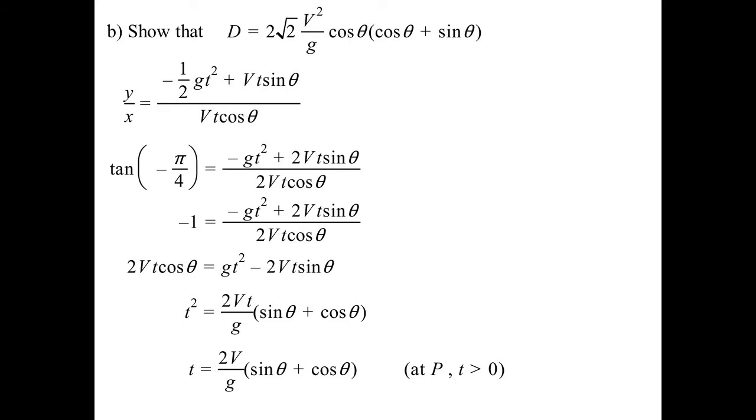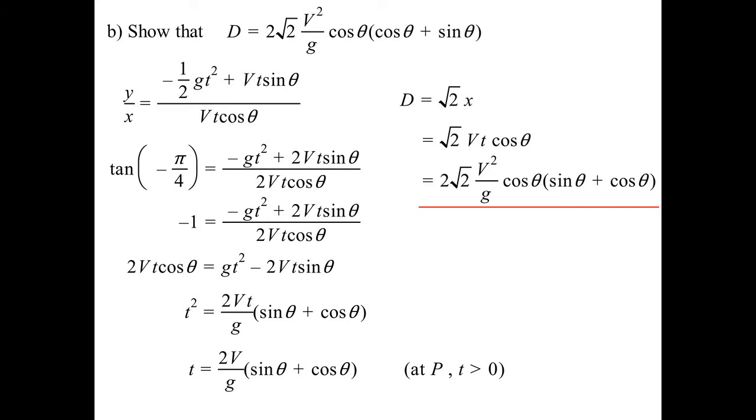We want to find out where it lands. Well, I know d will be the square root of 2 times x because it was 45 degrees. So that would make it an isosceles right angle triangle. So I can say it's root 2 times the horizontal displacement. And the horizontal displacement was vt cos theta. I've just worked out an expression for t. Subbing that in, we get the result that they're looking for.